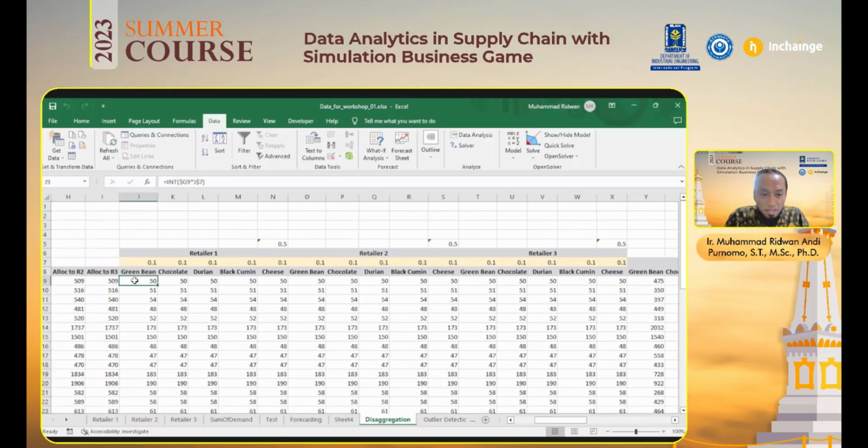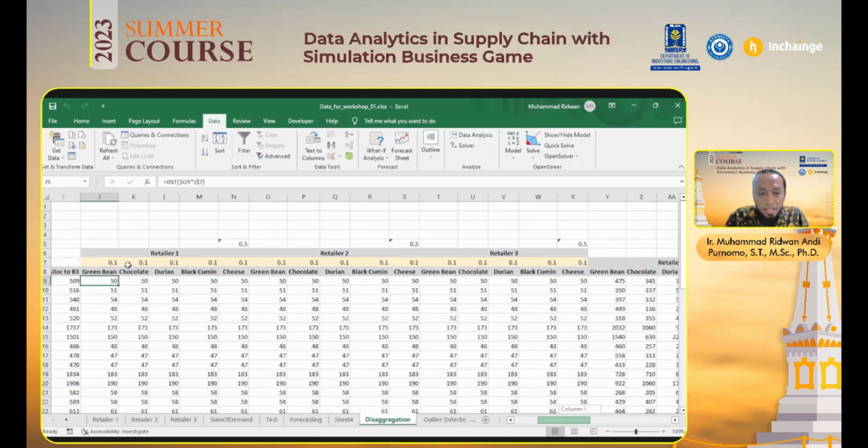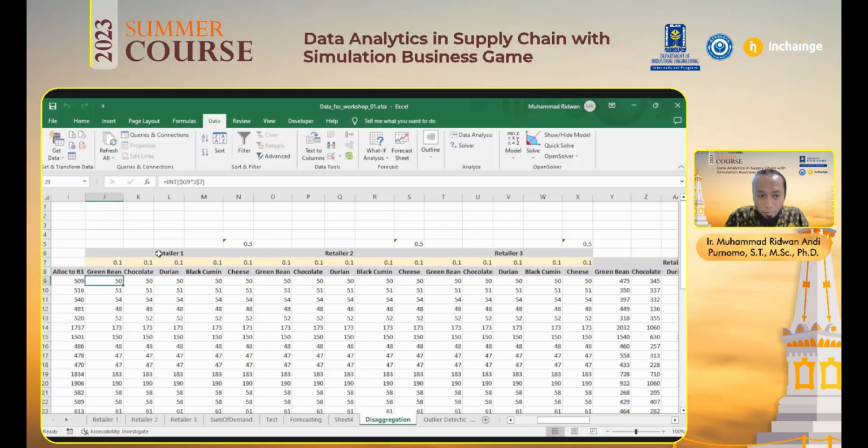Let's say the green pin. We can also compare with the green pin in retailer one. This is retailer one, green pin in retailer one. This is chocolate in retailer one. So we can use one of these columns to be compared with the historical data. Okay, green pin is one.